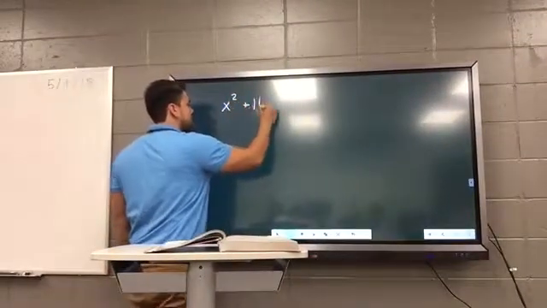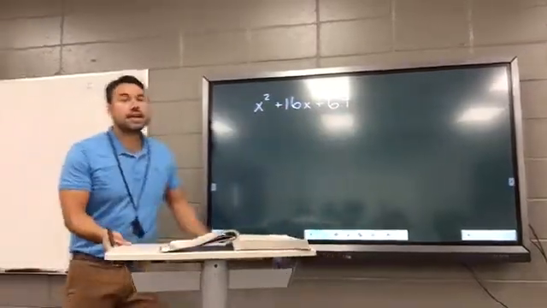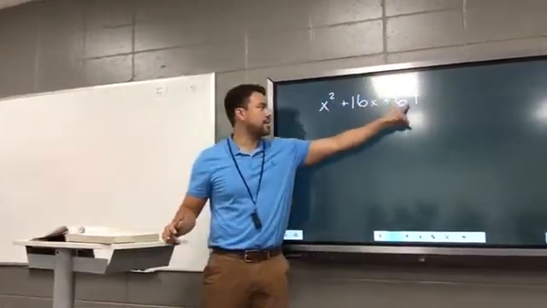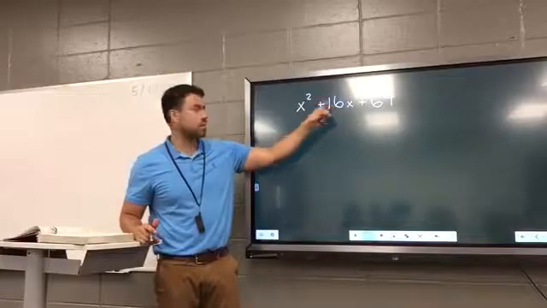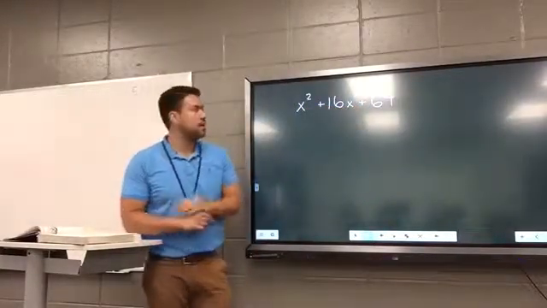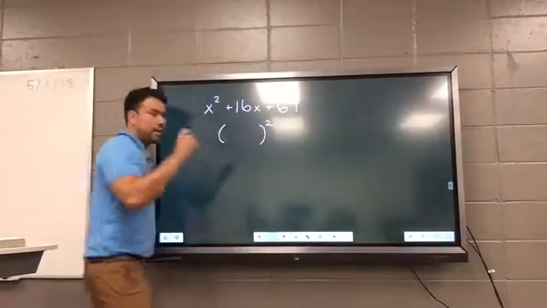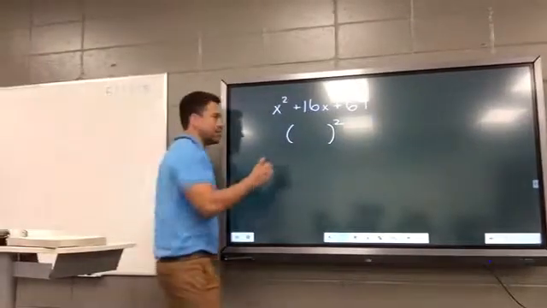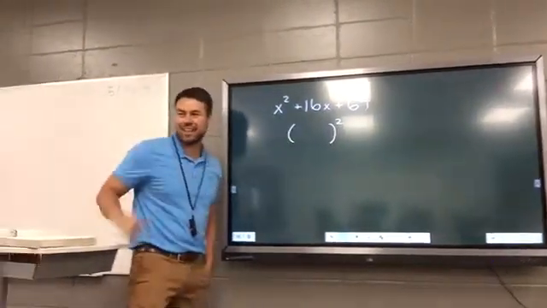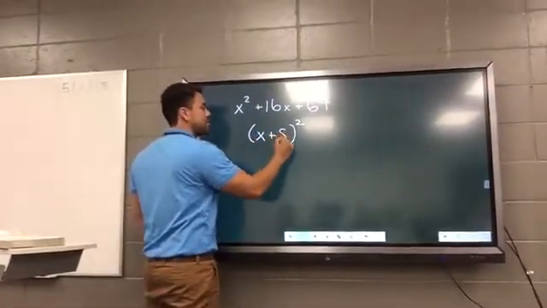x squared plus 16x plus 64. Okay, is that a perfect square trinomial? Yes. So this is x times 8 times 2, 16x. All right, we're good with that. Can someone factor it right away? Go. Taylor. James, I see that hand. x plus 8 squared, that's it.